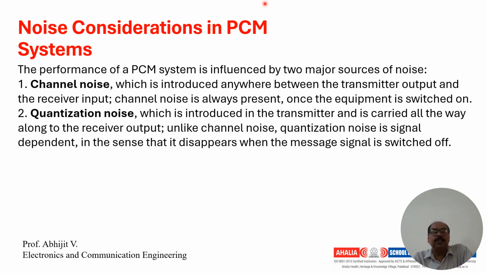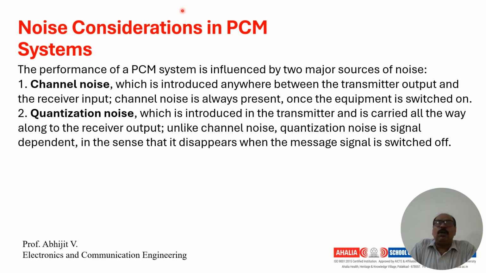So what are the noises that might occur in a PCM system? We have two kinds of noises that appear in a pulse code modulated system. First one is called the channel noise. Channel noise is the noise that is introduced after the signal is transmitted and before the point where the signal is received. Whenever you have a transmitted signal passing through a channel, you have a noise that is unavoidable, and that noise is called channel noise.